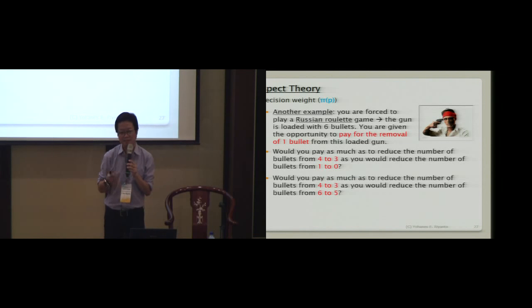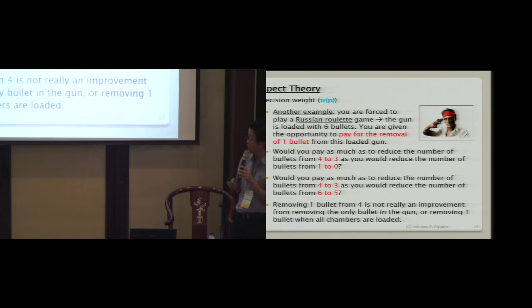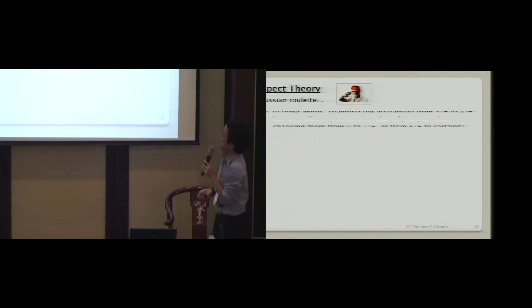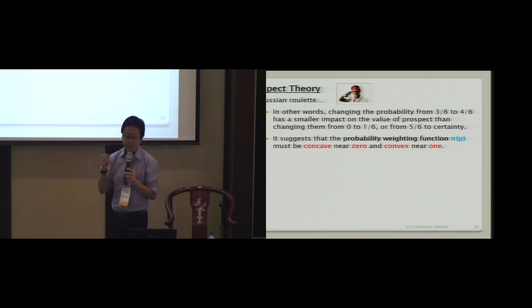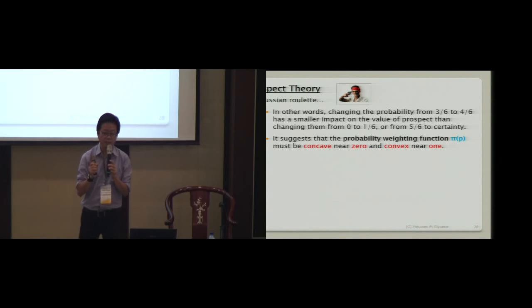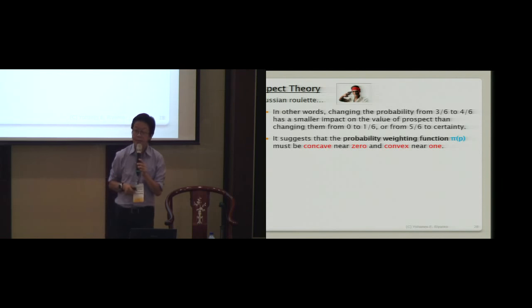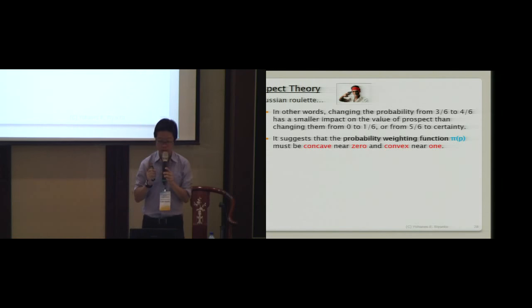Anyway, with 4 you might die, with 3 you also might die. So it doesn't make any difference to you. So removing 1 bullet from 4 is not really an improvement, compared with removing the only bullet in the gun, or removing 1 bullet when all chambers are loaded. In other words, changing the probability of an occurrence of an event from 3/6 to 4/6 will have a smaller impact on the value of the prospects than changing it from 0 to 1/6 or from 5/6 to certainty.